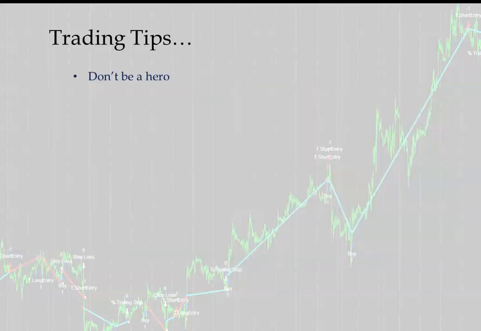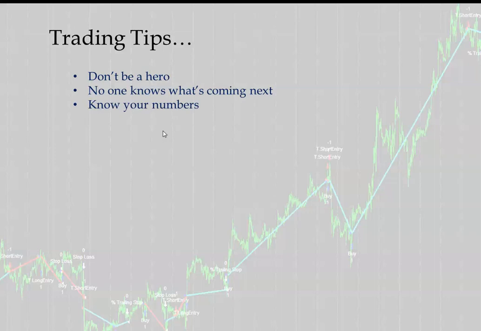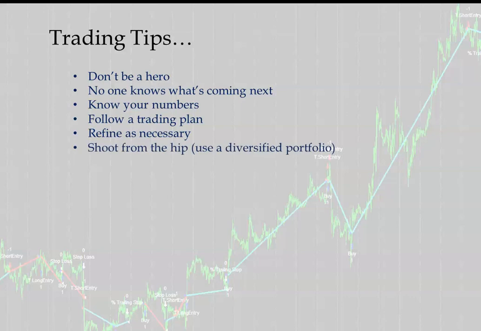So one last thing, a couple last things. When you're trading, don't try to be a hero. No one knows what's happening in the markets next. You've got to know your numbers. You have to know where you're standing, and what to do based on objective criteria, not subjective criteria. You've got to follow a trading plan. You have to have everything written down in a way that's easy for you to understand and follow. You refine this trading plan as you get more and more familiar with your trading.